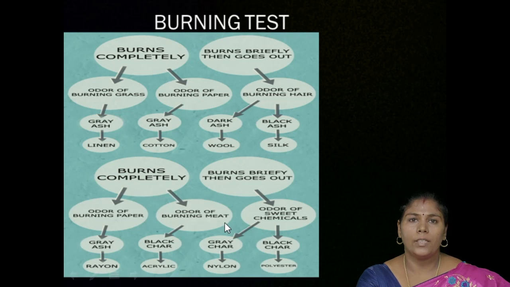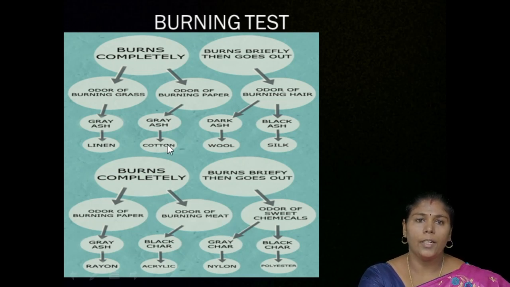The next one is the burning test. Natural fibers like cotton and linen, while burning, generate a grey ash. Cotton fabric, when shown to the flame, produces an odor of burning paper, while linen produces an odor of burning grass when shown to the flame.